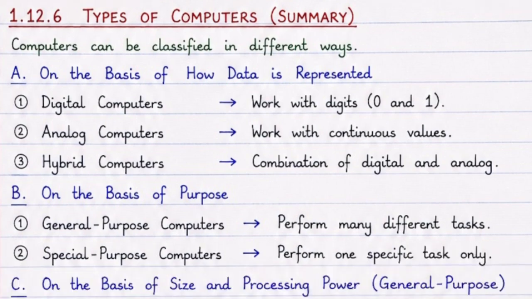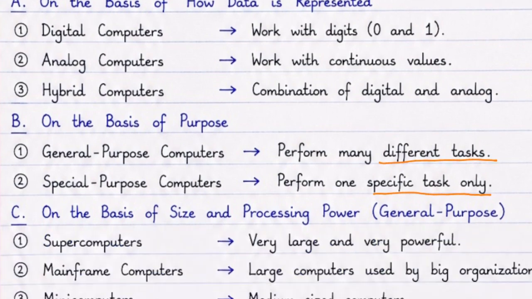General purpose computers perform many different tasks. While special purpose computers perform specific tasks only. And we are still going to get to the examples. Okay, on the basis of size and processor, that's now general purpose.